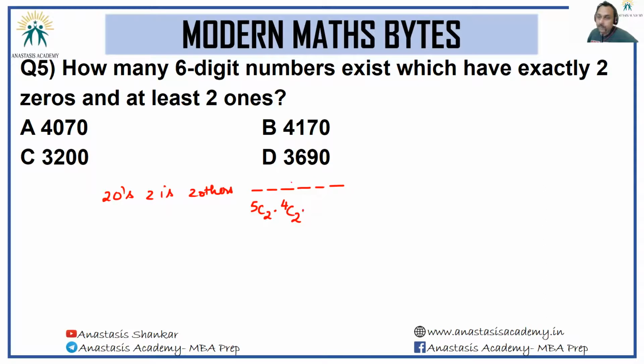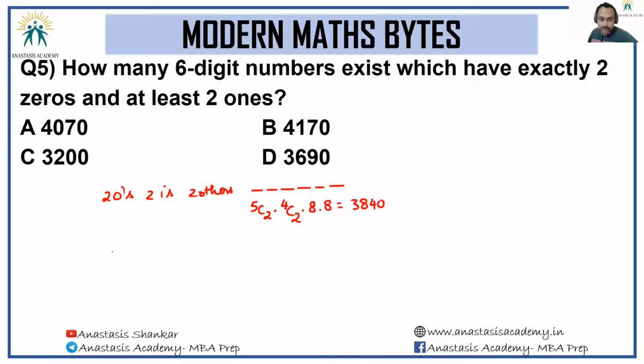That is done. Now I have 2 empty spots, and on those 2 empty spots, any number can come. It could be 2 repeated numbers or it could be 2 distinct numbers. Doesn't really matter. They can be filled up in 8 into 8 ways. So here, what do I get? 10 into 6, 60, 60 into 64. 64 into 6 is 384. So this turns out to be 3,840.